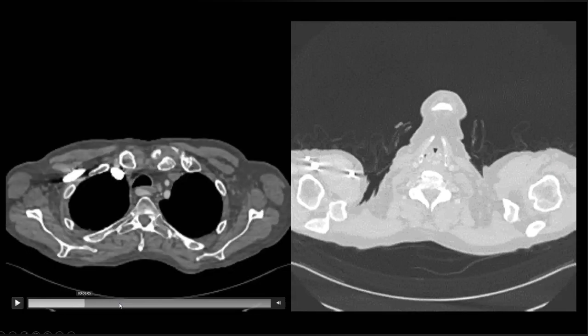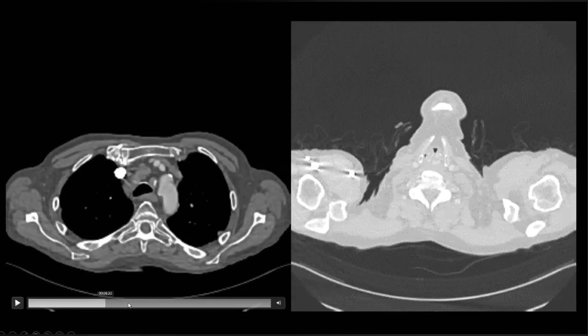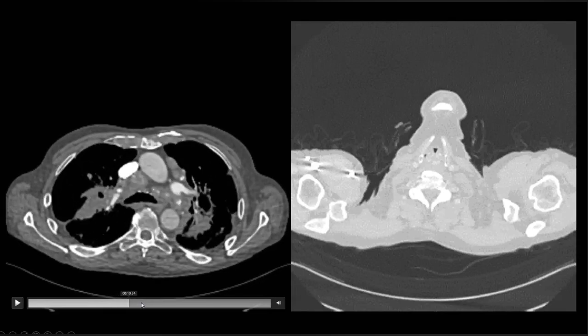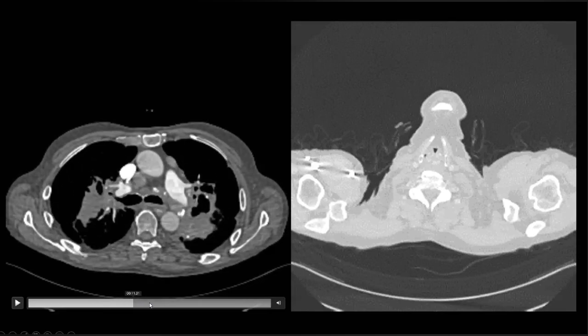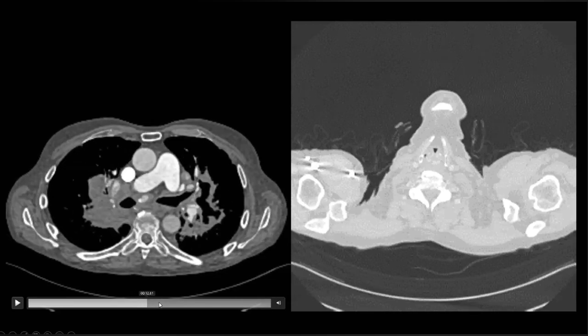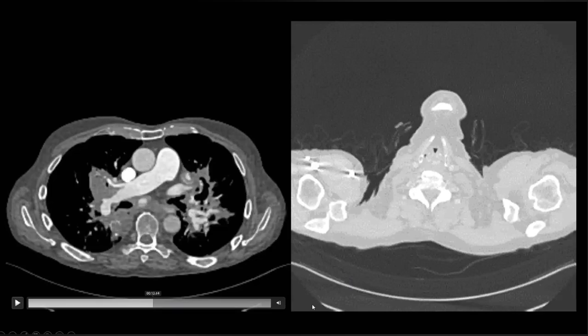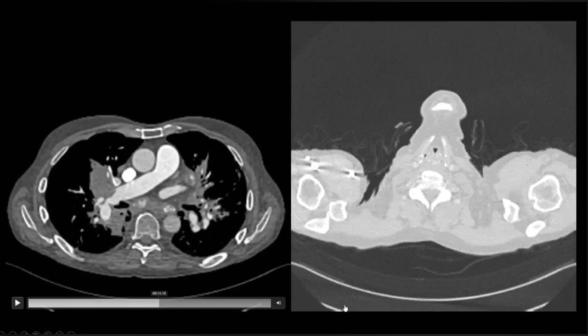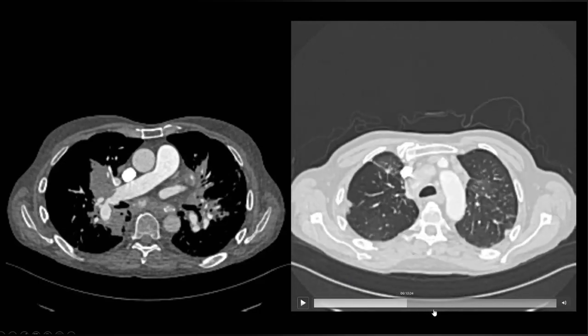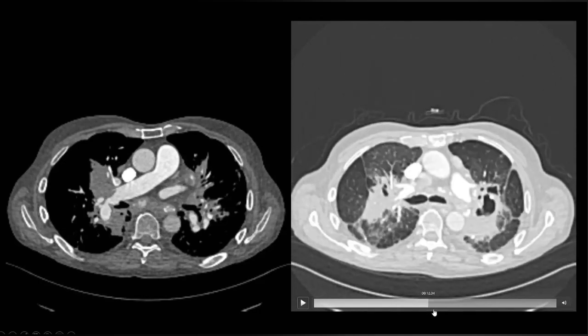Sir, these are images of a CT chest with IV contrast. I am provided with the soft tissue window. Here I can appreciate bilateral perihilar soft tissue densities with irregular margins. They are appreciated bilaterally, and these are causing encasement.